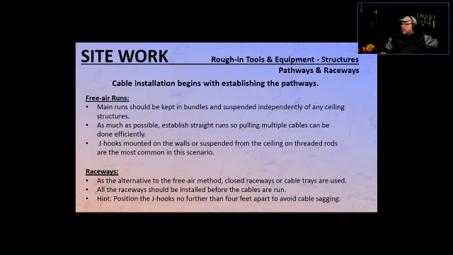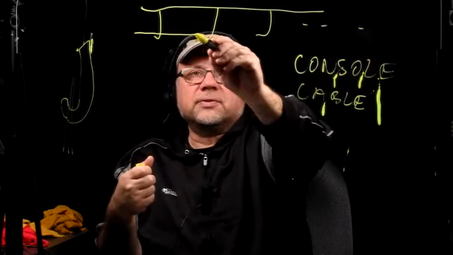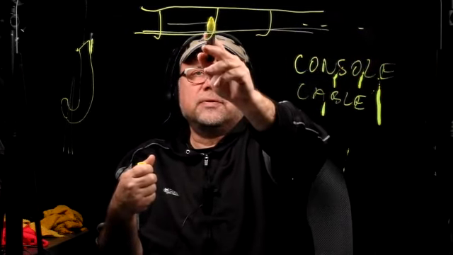And here's a hint. Oh, well, it's more than a hint. Position the J hooks no further than 4 feet apart to avoid cable sagging. What do I mean by that? Here's a ceiling space. There you go. Here's a J hook. Here's a J hook. Here's a J hook, and they just keep going, right? And then you run the bundles of wires in there. Those J hooks should be no more than 4 feet apart.